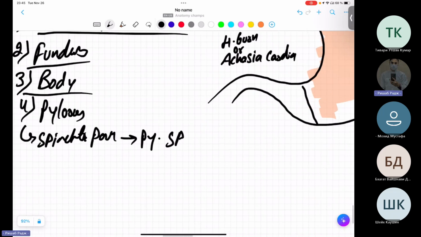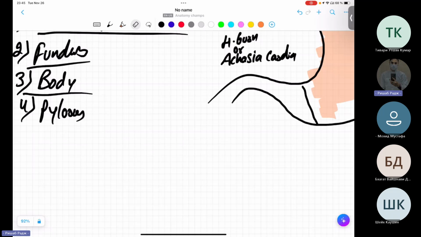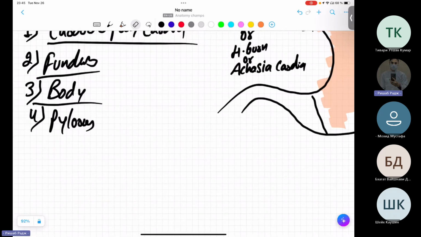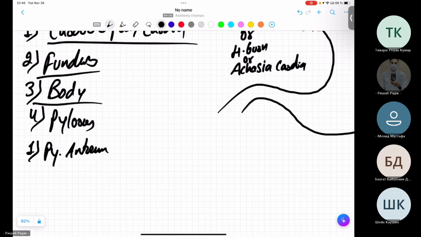Then you will have, let's see, everything in a series. I will be writing here and I will show you everything here. In the pylorus, you have something known as pyloric antrum. Where is pyloric antrum? Just after the body, measures around 7.5 centimeters. This will be here. Then you have something known as pyloric canal. Again here, 2.5 centimeters.